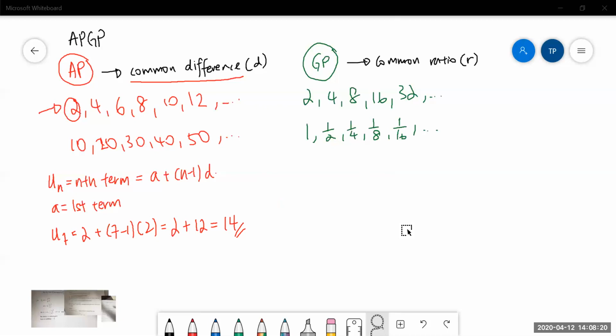Okay. So we already know the formula for Un, but what if I want to find the sum? Like, let's say for 2, 4, 6, 8, 10, 12, I want to find the sum of the first 3 terms. Can you tell me what it is? Just do the same thing, but add everything together.